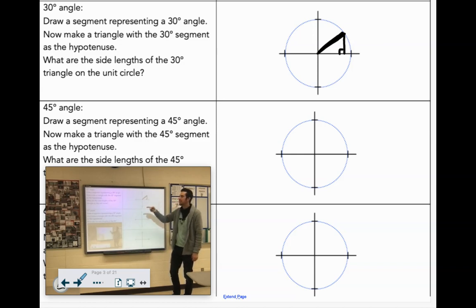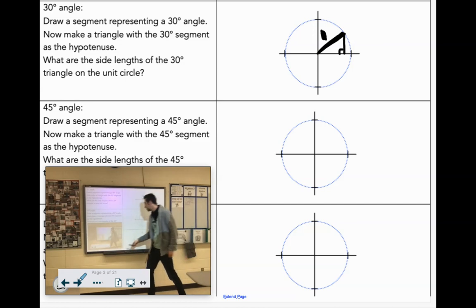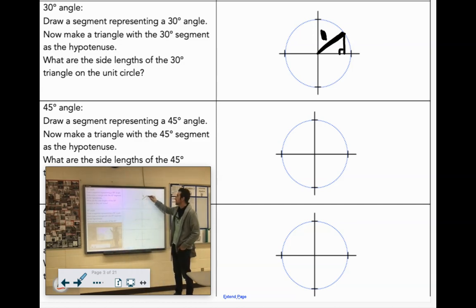What are the side lengths of the 30-degree triangle? So we know the hypotenuse is 1, right? Because everything from the center to the edge is 1. So this is why we did the warm-up, because this short side over here would be half of the hypotenuse. So this side would be 1/2.